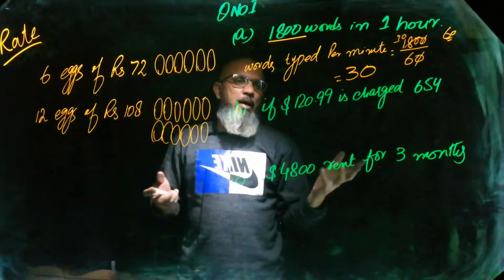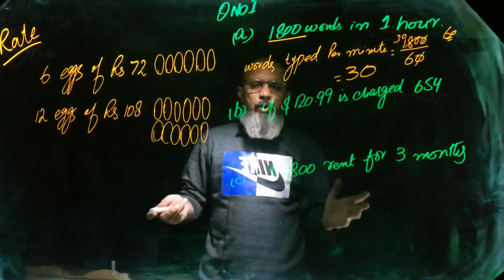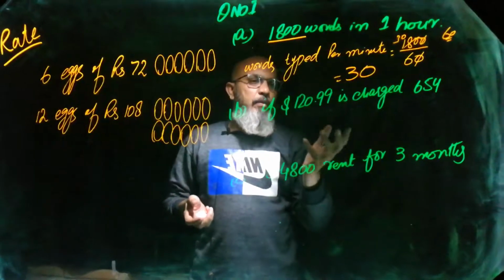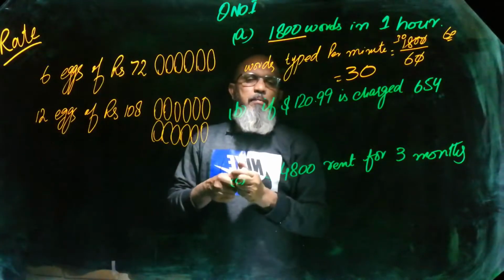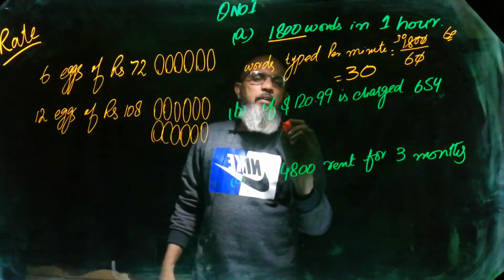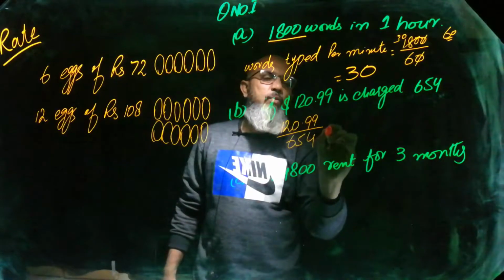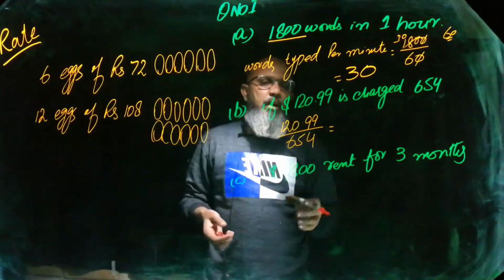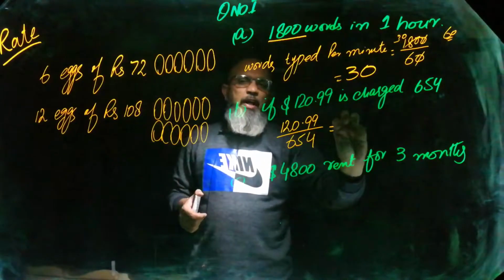In the next question, an electricity bill charged $120.99 for 654 units consumed. What is the price of 1 unit? Simply divide the total price by the total units consumed. You can write here price for 1 unit: 120.9 divided by 654. It's a little bit lengthy calculation, but as you are in class 7 now, you are able to divide this by yourself, and after division you will get your answer.